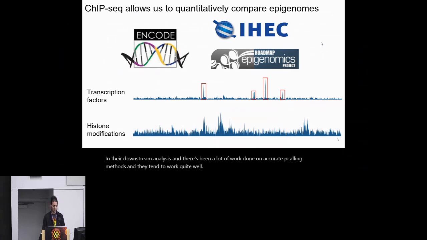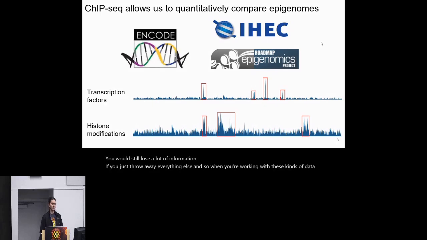But if you look at the bottom experiment, things actually become a good bit more complicated because you can see that the signal is much more uniform. If you only look at the regions which appear to be peakier than their surroundings, which would be here, you would still lose a lot of information if you just throw away everything else. So when you're working with these kinds of data sets, what you typically want to do is look at a much larger portion of the genome.